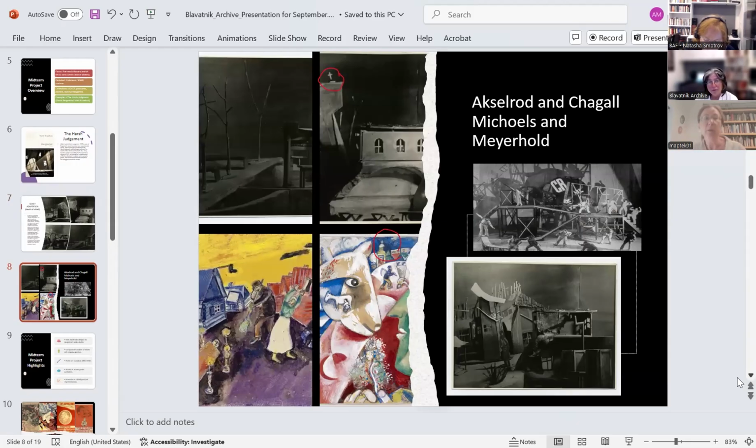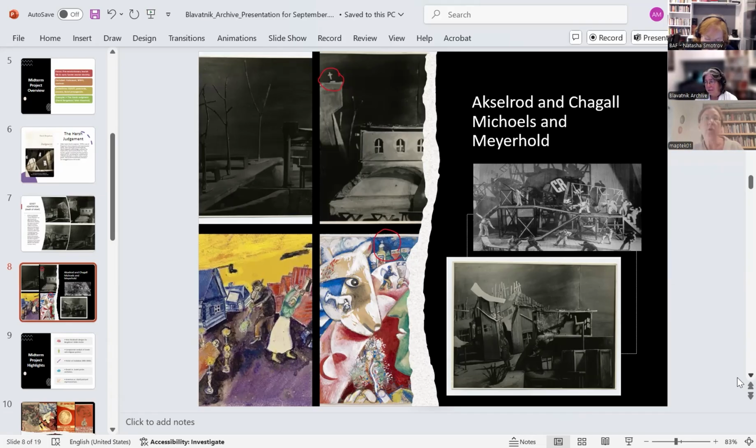So what we spoke about: we spoke about Chagall designs for Gossip in the 1920s. We spoke about relations between Axelrod's art and the influence of Chagall on Axelrod. We also spoke about the connection between Michoels and Meyerhold. And the students had to explore the collection of Gossip archives.